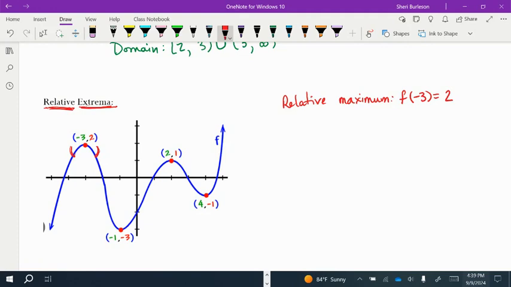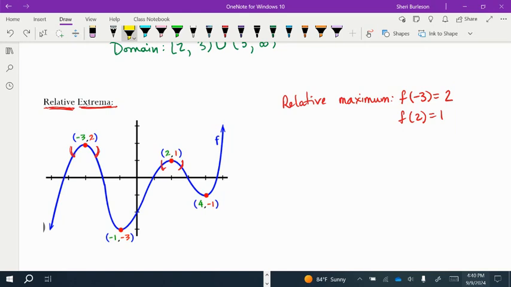Is there another relative max? Yes, there is another relative max, relative to the x values near 2: 2 comma 1, or f of 2 equals 1. We're going to write it using function notation because those are technically the relative maximum numbers, but we want to say where it happens. So I expect to see this written in function notation. Those are the two maximum function values relative to the other function values around it.